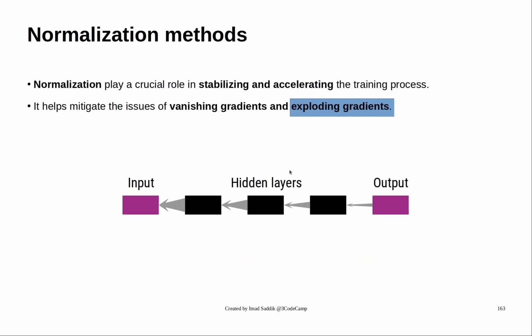Exploding gradients, on the other hand, is the opposite. The gradients start small, but they keep increasing between layers. In any case, we don't want to deal with vanishing or exploding gradients. So it's great that normalization helps prevent this issue.